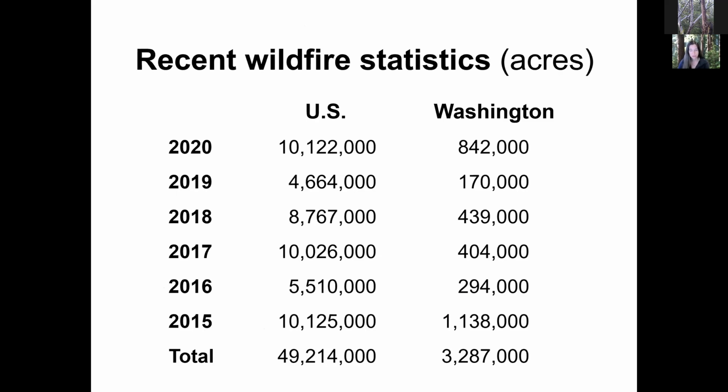All right, and now shifting to fire. These are some recent wildfire statistics. You can see across the Western US, we've had several years with over 10 million acres burned. And in Washington, we've had a couple big years, 2015 being one of the largest in recent history with over 1 million acres burned.